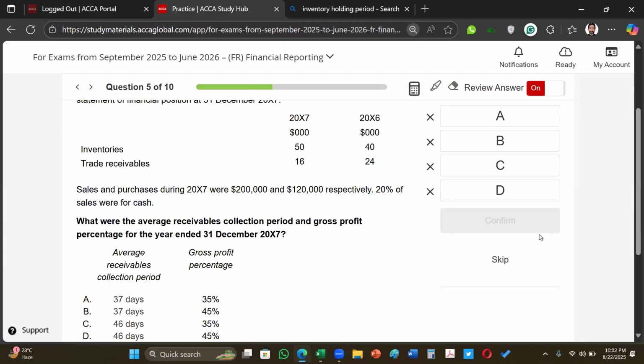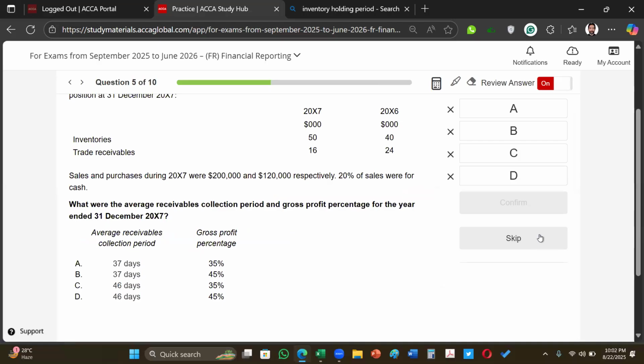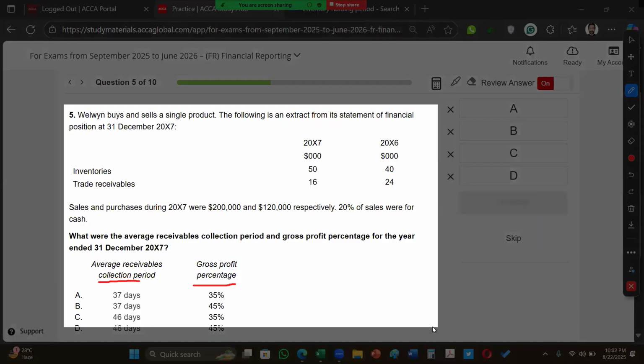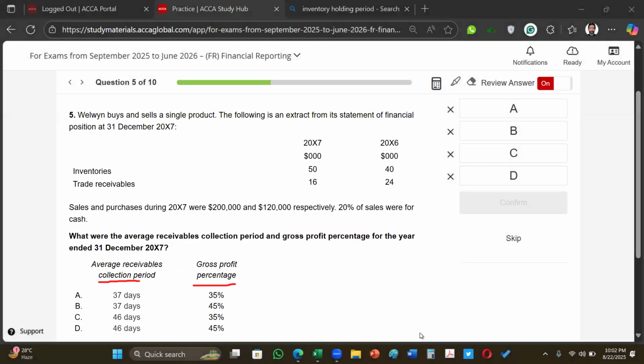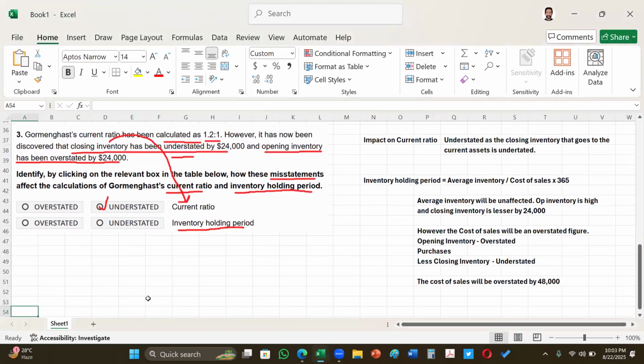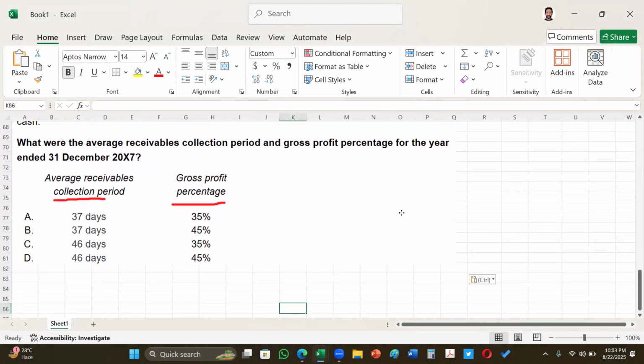Moving on to this next one. This is a good, challenging question. So let's attack this one. I think we haven't attacked such a question. This requires us to find the average receivables collection period, and this also wants us to find the gross profit percentage, and this is the information given. I would like to take this question straight to Excel and then solve it there because it's a totally numerical question. Let me just clear the drawings before pasting it here. Okay, so it's a really good question, and I believe you people are having a good time doing these questions. You're understanding them better.